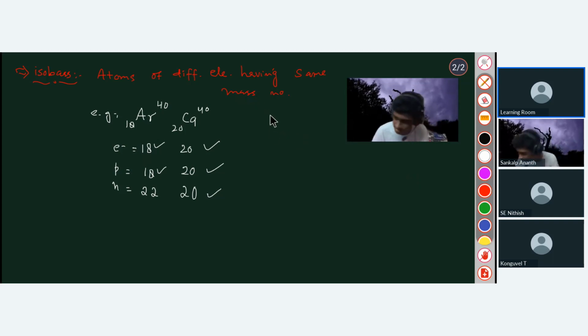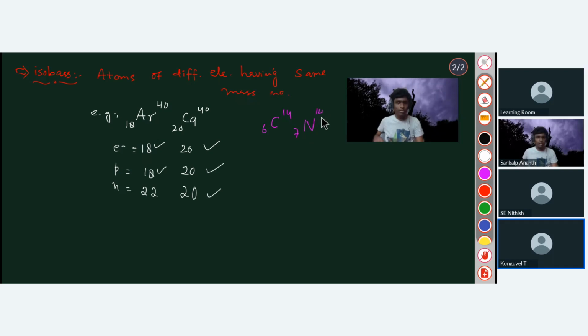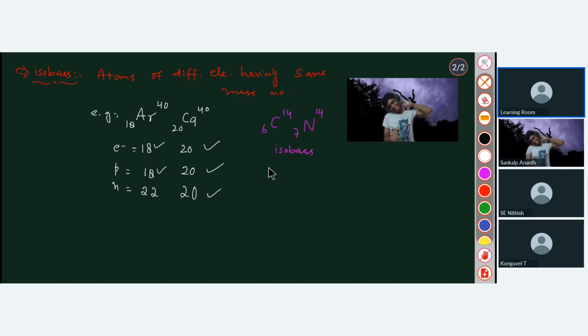Now, can you tell me, for example, if I'm writing carbon 6, 14 and nitrogen 7, 14, what are these? Are they isotopes or isobars? They are isobars, since the mass number is the same.